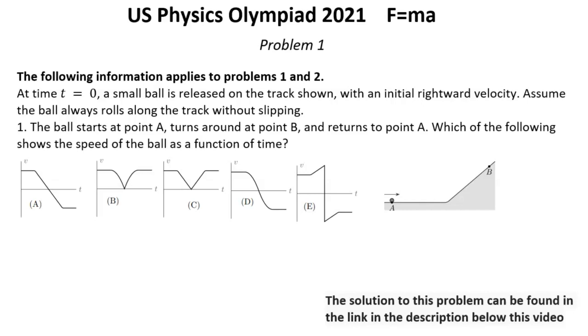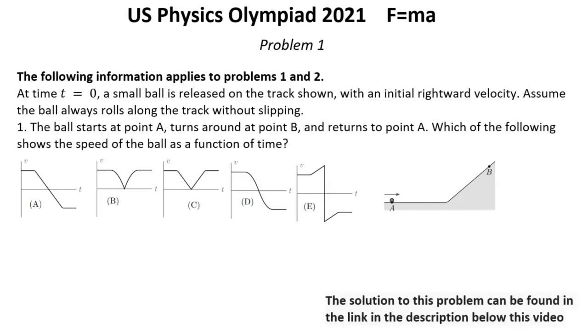The following information applies to problems 1 and 2. Problem number 1. At a time t equals 0, a small ball is released on the track shown with an initial rightward velocity. Assume the ball always rolls along the track without slipping. First problem. The ball starts at point A, turns around at point B, and returns to point A. Which of the following shows the speed of the ball as a function of time?